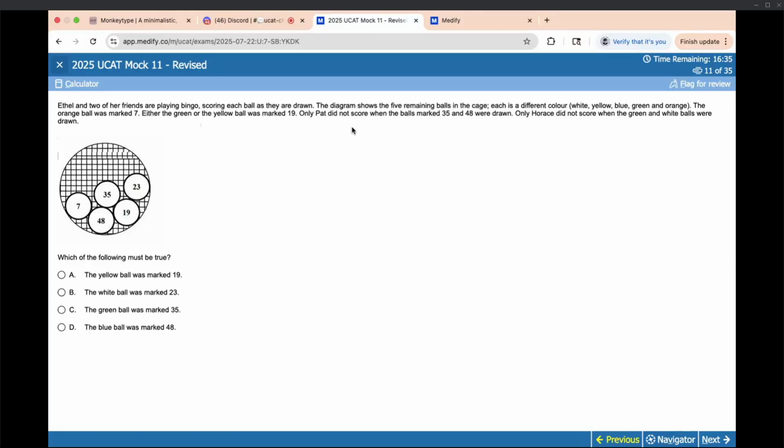So yellow, so Pat and Ethel must have scored green or white. And the green or white can't be 35 or 48. So the blue and yellow are 35 and 48, and green and white are 19 and 23. It said green or yellow was marked 19, so yellow can't be 19, so it has to be 35 or 48. So green is 19, so it's not this or this. And white must be marked 23. Yeah, this is 35. Don't know what this is. Be 35 or 48, I think.